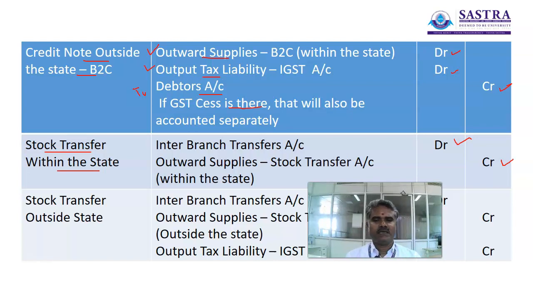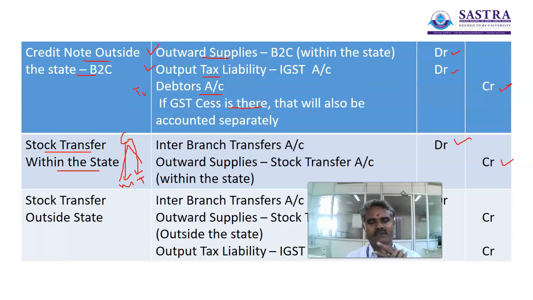But when you transfer goods from one place to another, suppose you have a business place in Chennai and also in Madurai and Trichy. You transfer goods from Chennai to Trichy and Chennai to Madurai. You need not collect tax because this transfer is happening within the state. It is not a sale. It is not an outward supply.